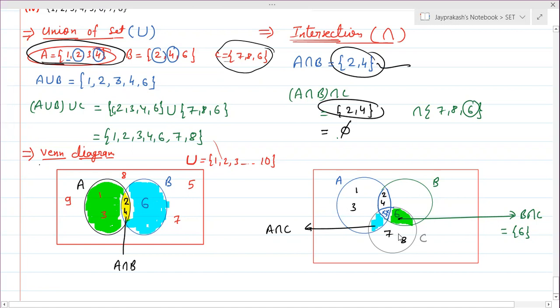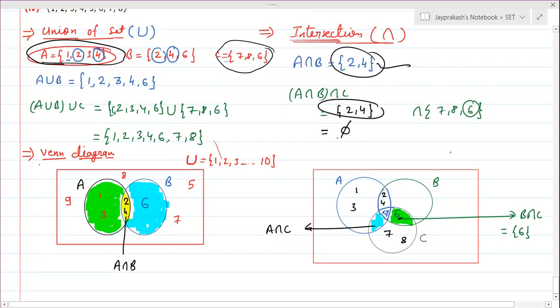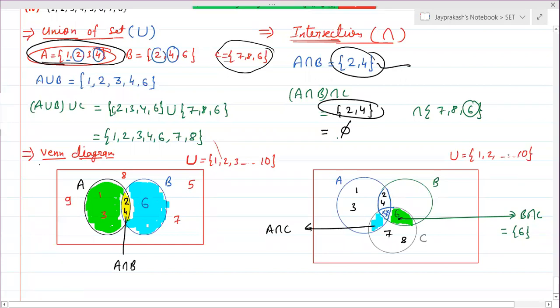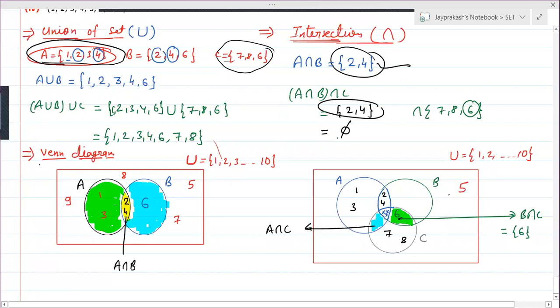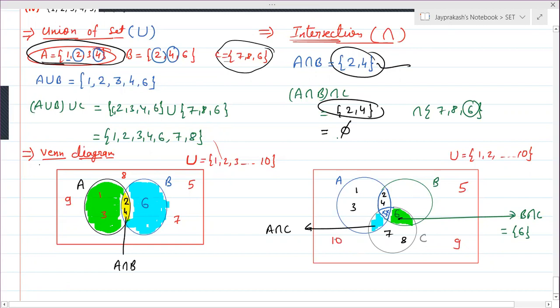Now, which elements are remaining from the universal set U? One to 10, any element remaining? Five, 9. 5 and 9. 10 is also remaining, no? Yes, sir. Okay. So here we completed the Venn diagram for the 3 sets.